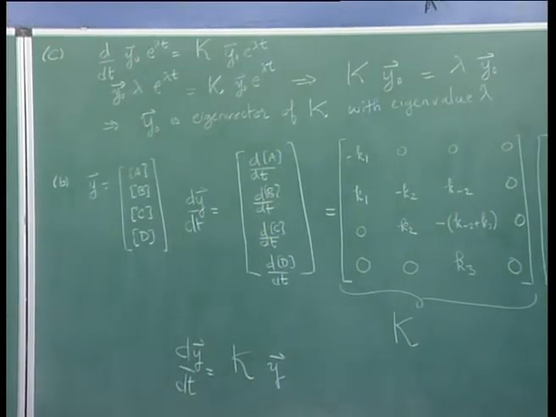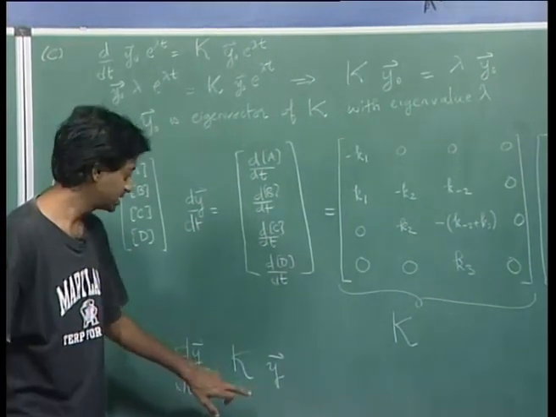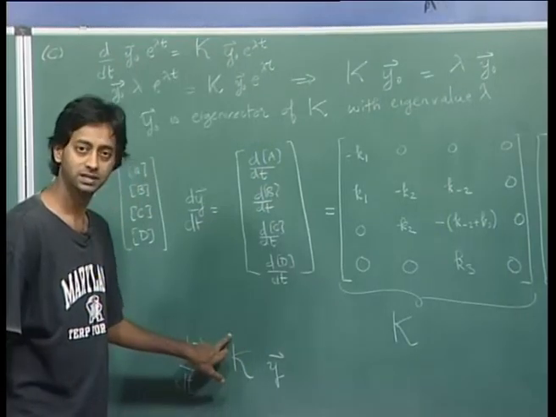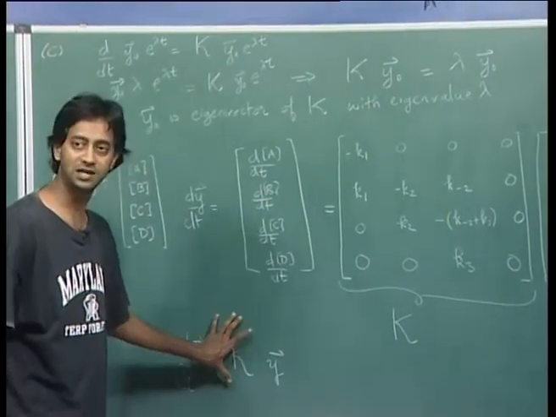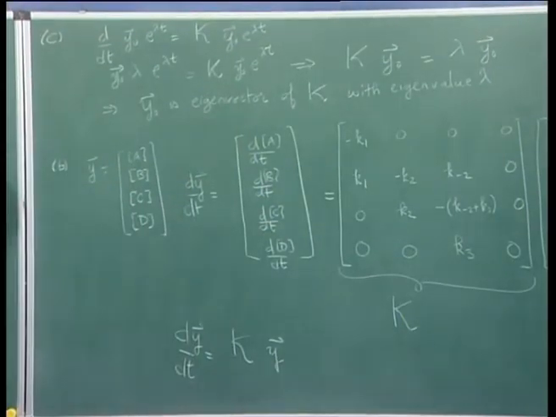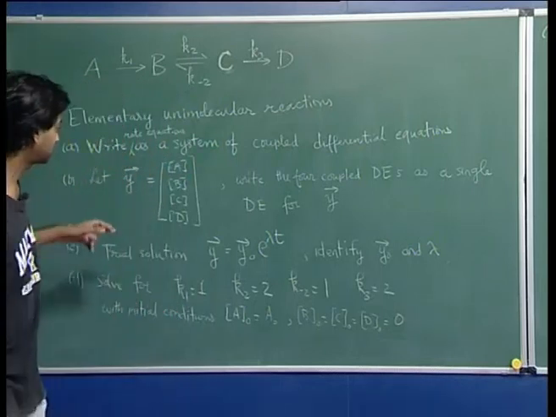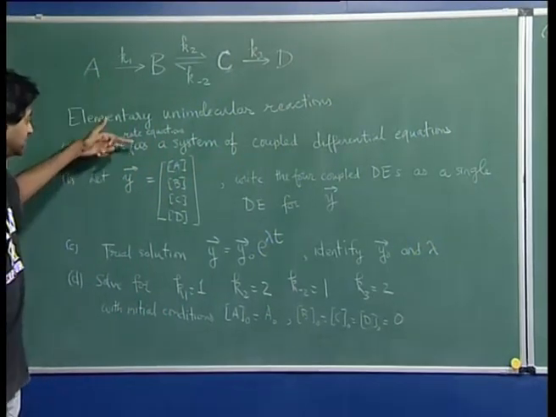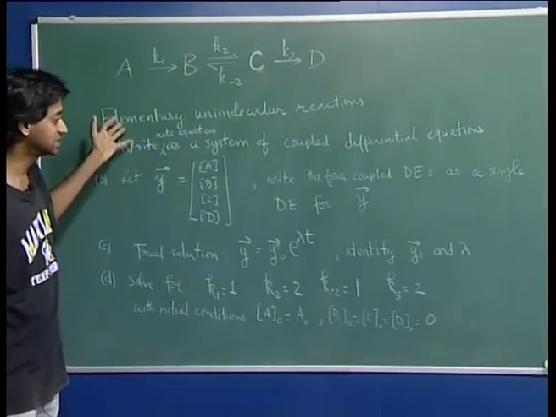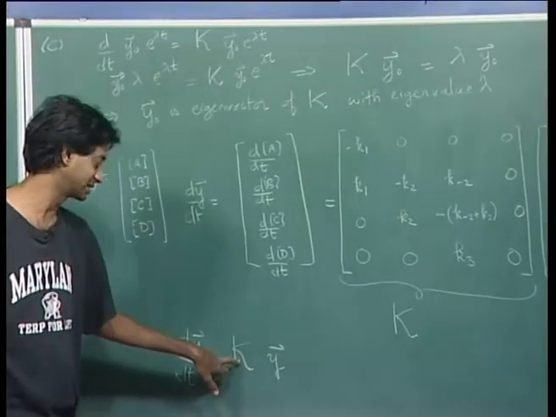Okay. So, what we have done by this method is that we have shown that if we write the differential equation in this form, then for our matrix k, all we need to do is find the eigenvalues and eigenvectors of k, and then we have the solution to the differential equation. So, our problem of solving a set of coupled differential equations is now reduced to finding the eigenvalues and eigenvectors of this matrix k.